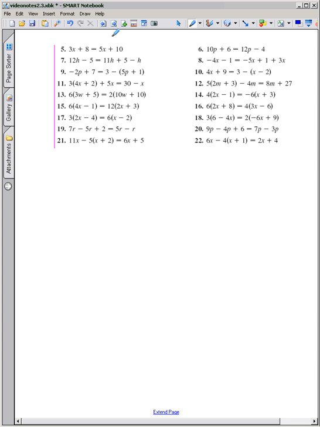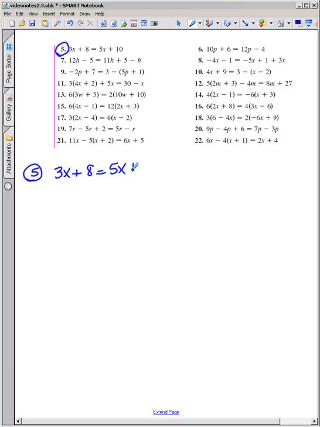I think it really will benefit you to see a few of these worked out as examples just to build your confidence. Practice makes perfect, right? It makes you really understand what you're doing. So let's look at a few of these. Number 5 is 3x plus 8 is equal to 5x plus 10.